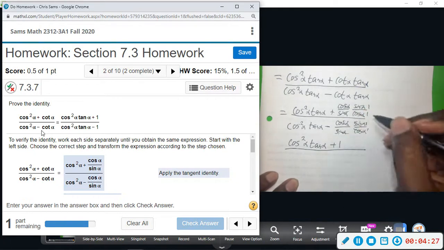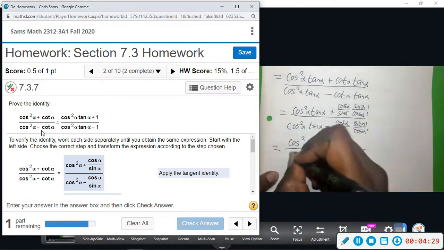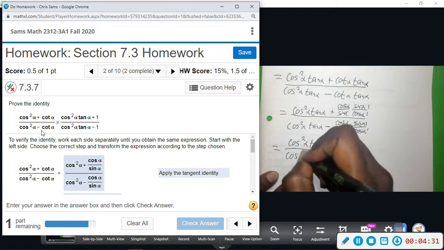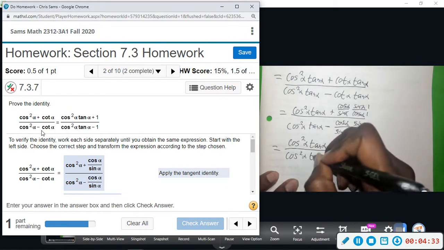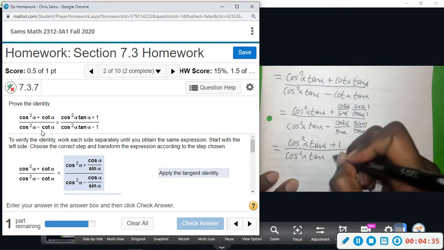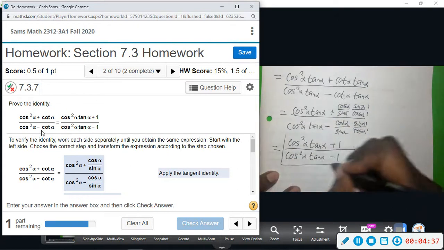So this all cancels to 1, and then on the bottom, cosine squared alpha tan alpha minus 1. So starting from the left, we get to the right.